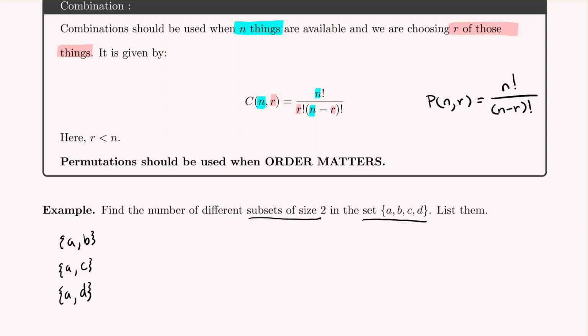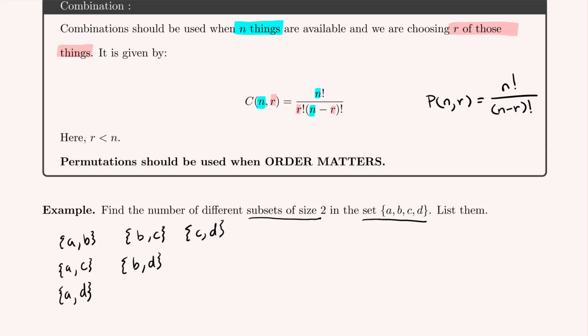Now I'll do all the subsets that start with B that I haven't already used. I've already used AB or BA because they're the same thing. So next is BC, followed by BD. Now we'll do all the subsets with C. I've already used AC, BC, so CD is left. And notice that's also the final subset with D. So this is all the possible subsets of size 2 that came from the set A, B, C, D.